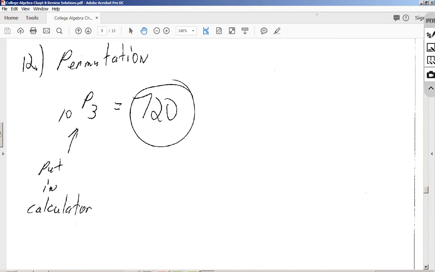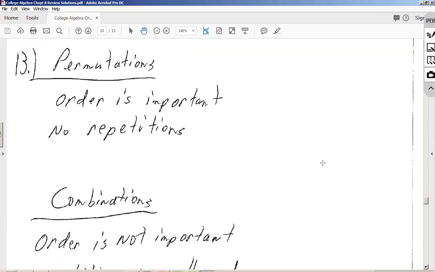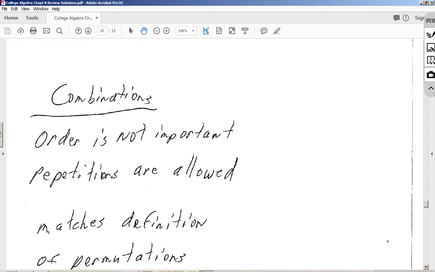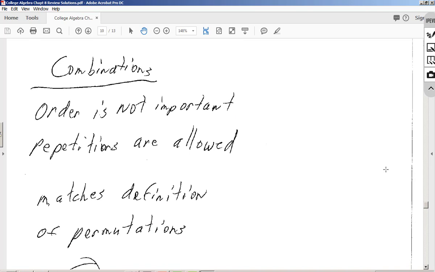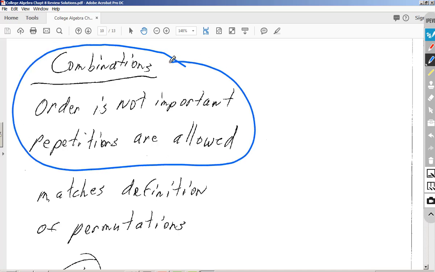On this next one, number 13, just to remind you again, with permutation, order is important, or in other words, there can be no repetition. And then it also talks about combination. So with combination, just remember that order is not important. In other words, repetitions are allowed. So as you read your problem, you've got to decide which one it matches.